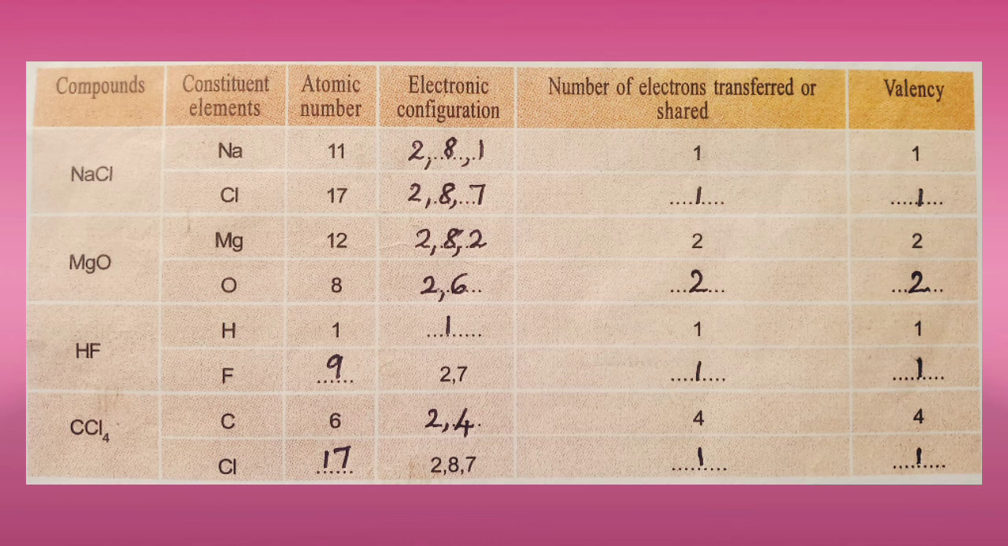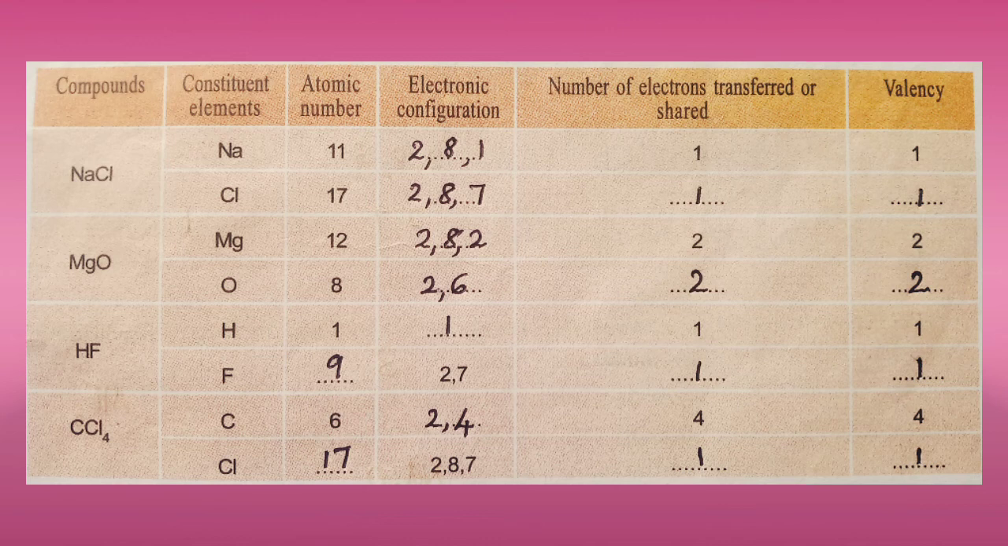Next compound, magnesium oxide. The constituent elements are magnesium and oxygen. Magnesium, atomic number 12. So, the electronic configuration is 2, 8, 2. During the formation of magnesium oxide, magnesium donates 2 electrons to oxygen. So, the number of electrons transferred is 2. Hence, the valency of magnesium is 2.